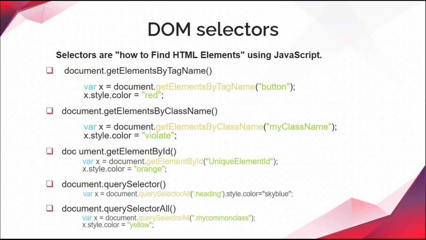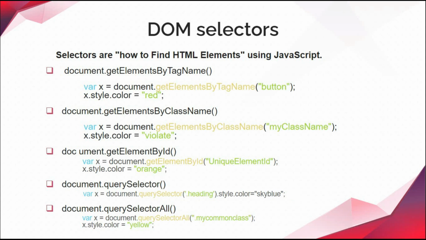Second one is document.getElementsByClassName. In this case, all the elements having the class myClassNames would be returned. Third one is document.getElementById. In this case, only one element would be returned whose ID is equal to the unique element ID.